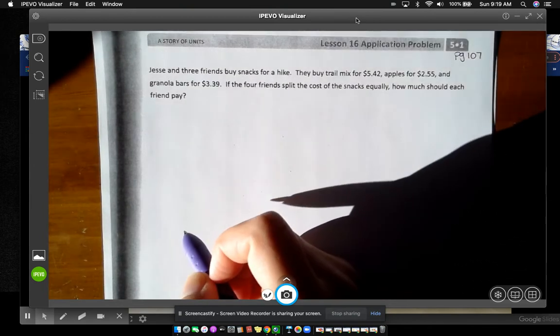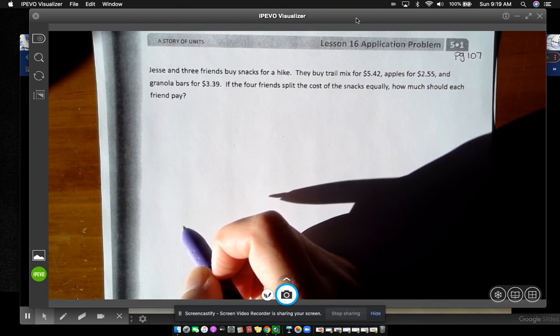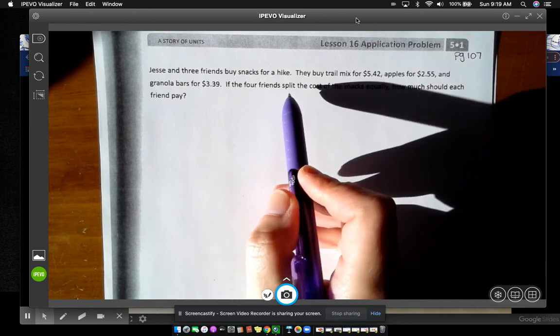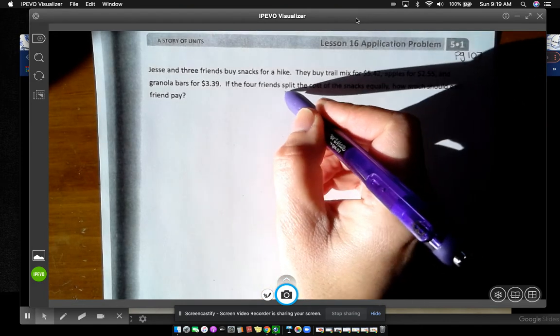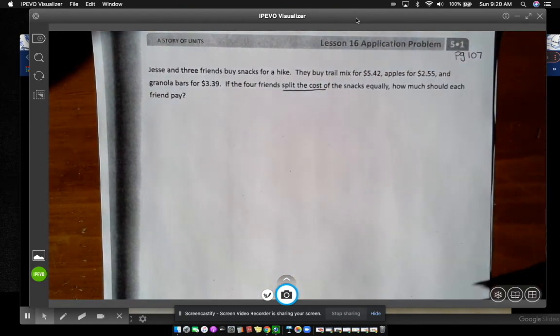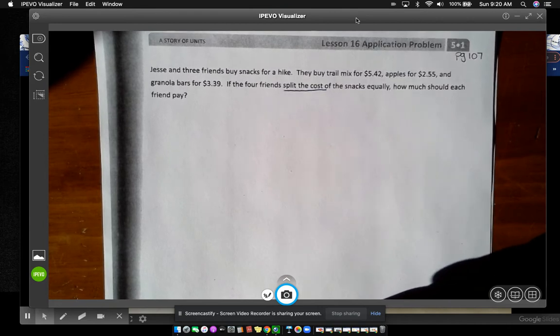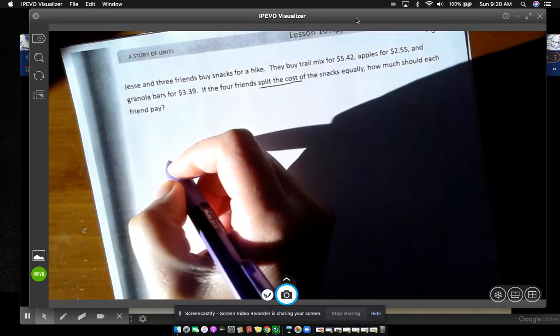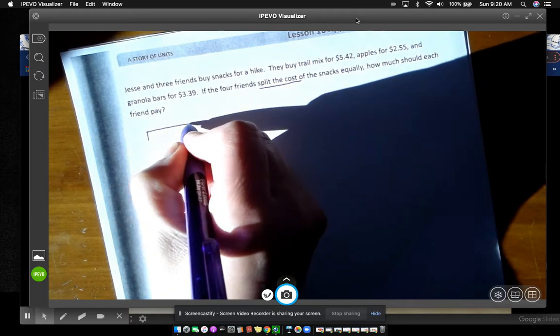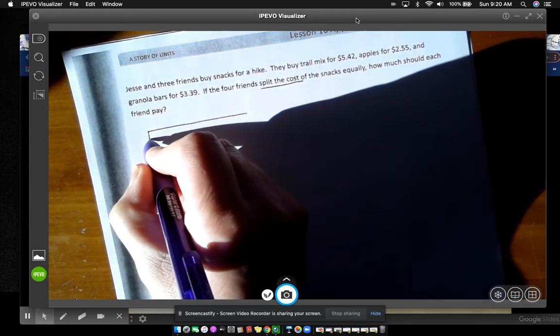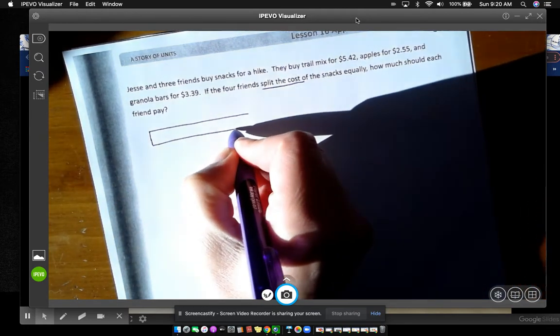All right, so thinking about that problem, I can see that I need to find out the total, how much they spent for all of their snacks, and then I'm going to need to split the cost between the friends equally, and that means dividing. So I'm going to set up my first tape diagram. I'm going to make a nice long one because I know that I'm going to do some labeling and some writing inside of here.